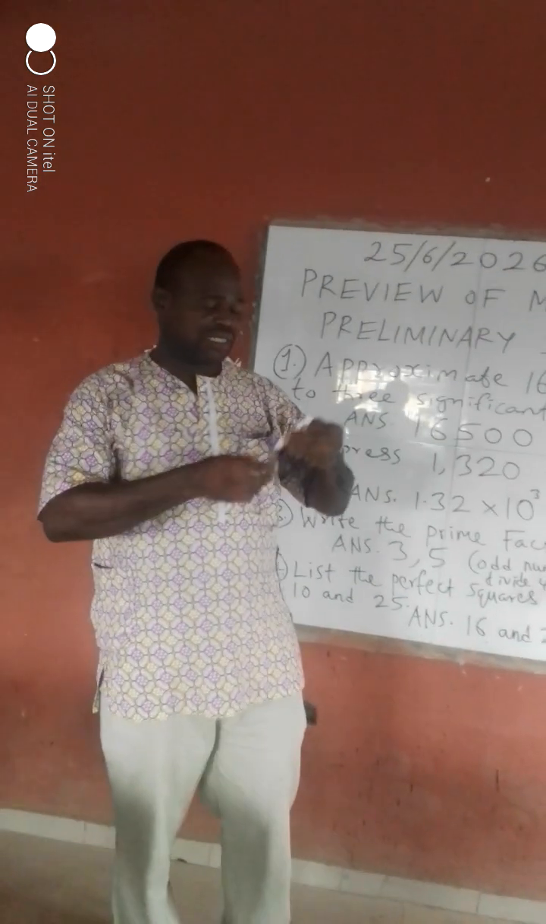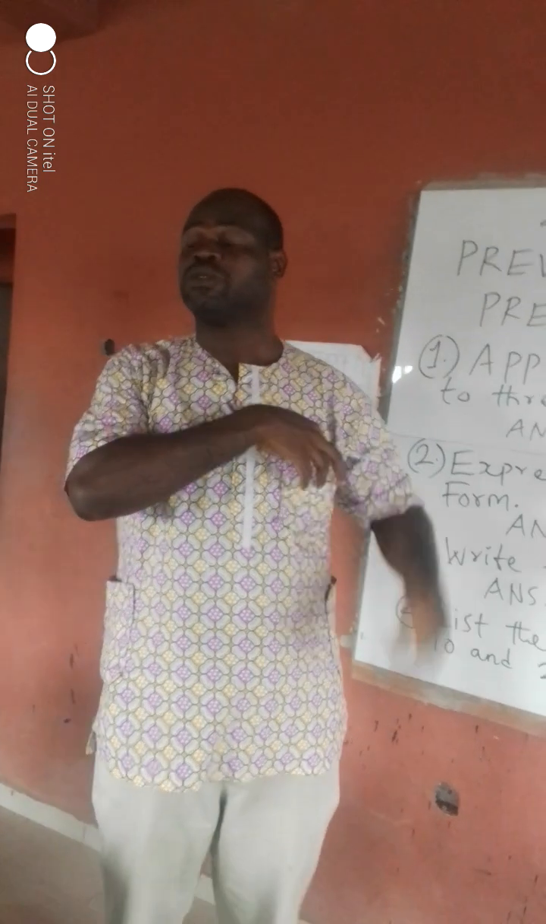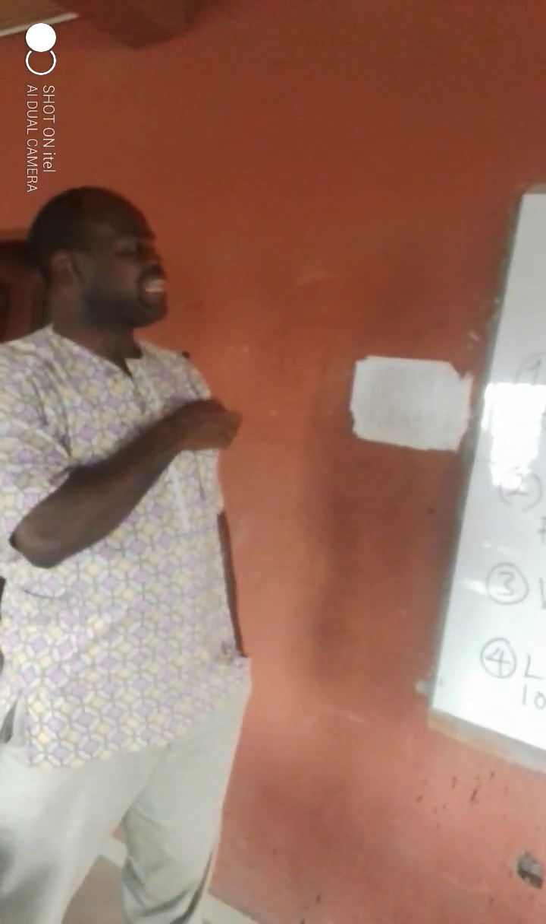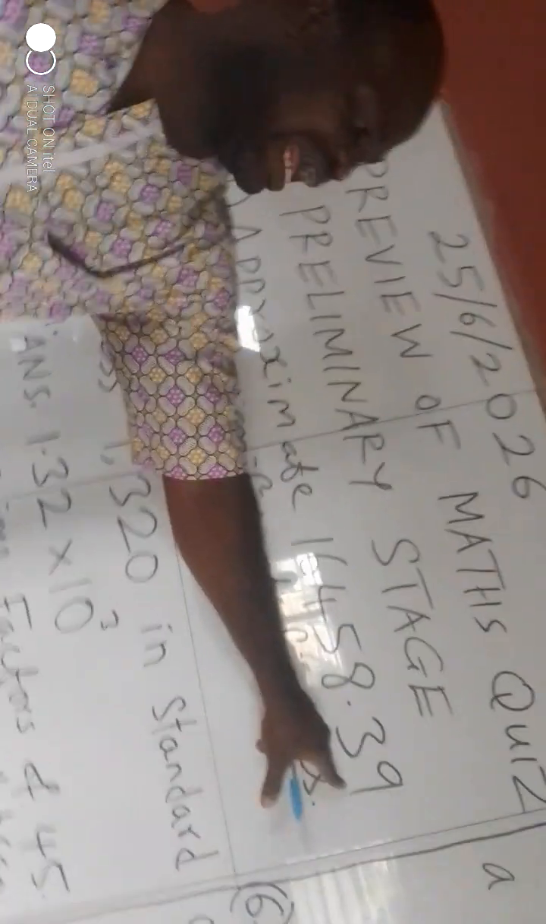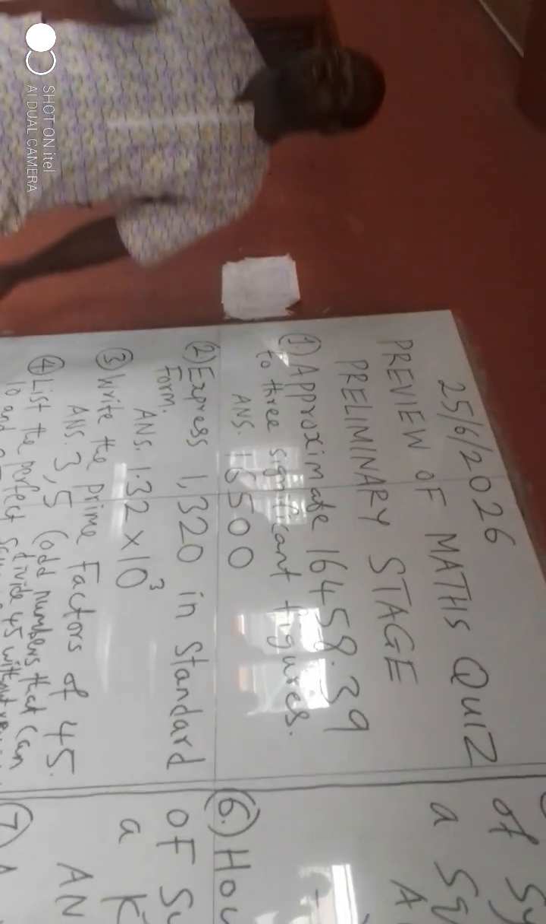Now, let's start. This is the review of the preliminary math quiz that was done last month. I want to give you the questions, and you also see the answers. Question 1: approximate 16458.39 to 3 significant figures.